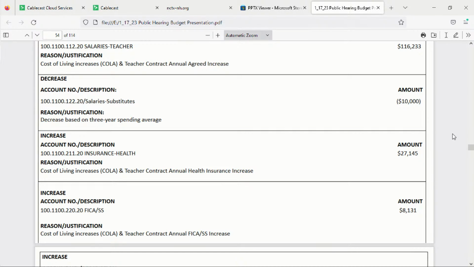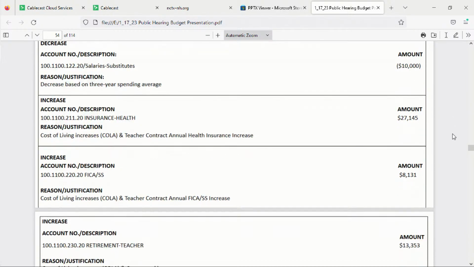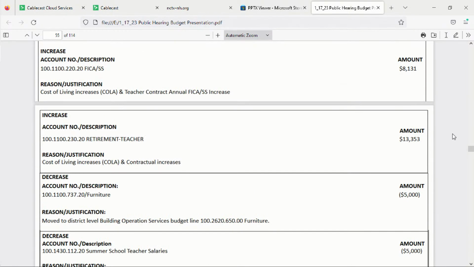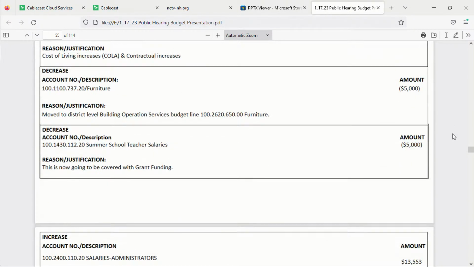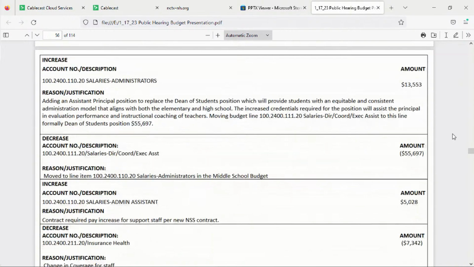And we had an increase for administrator salaries of $13,553. That's with the cost of living increases and to supplement some of the switch over from the dean of students to assistant principal line. The dean of students position was $55,697, so that came over to that line as well. But the total increase is $13,553 for next year.